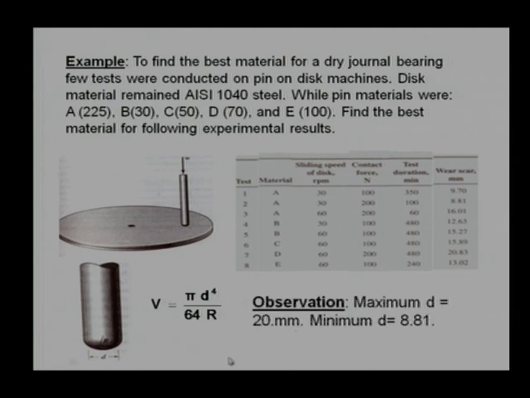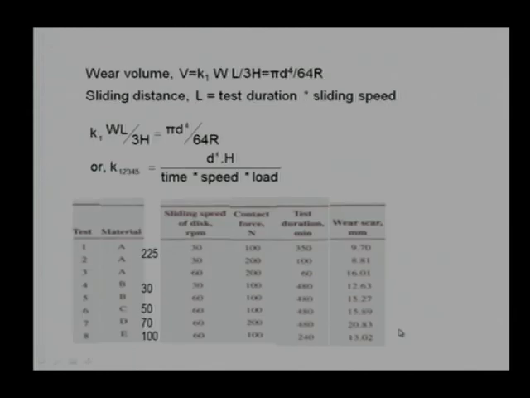So, in this case, what this slide concludes is that maximum scar width is 20.83 and minimum is 8.81. Now, we use the formula we derived earlier for adhesive wear. Say that V is equal to total volume. In this case, total volume is also given in terms of sliding distance.